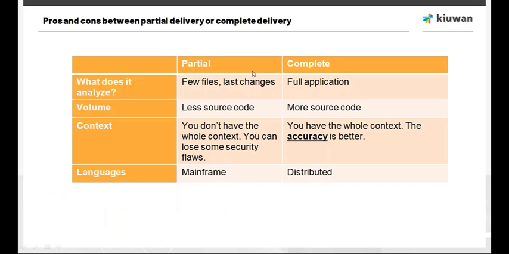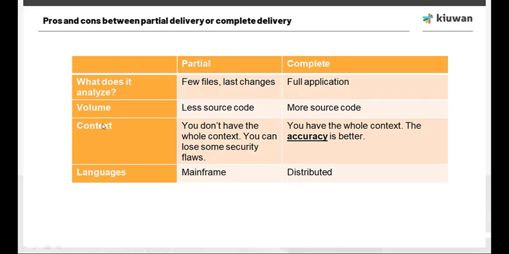What are the difference between a partial analysis and a complete analysis? As I said before, partial analysis is we are analyzing just a few files with the last changes that as developer we have done. But in the complete analysis, we are analyzing the full application again. By consequence, the volume of the application, we are analyzing here less source code and here more source code.